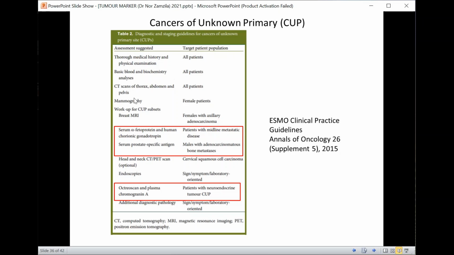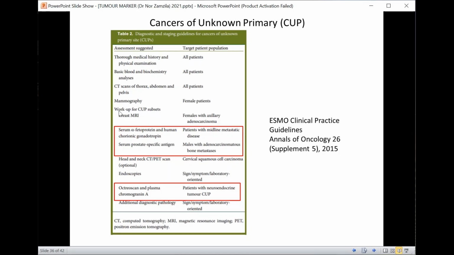Number 3, they should proceed with CT scan of CTTAP. So this should be the number 3 step in the investigation of cancers of unknown primary. Then in female, you can proceed with mammogram. Then only you work up for the cancer of unknown primary.